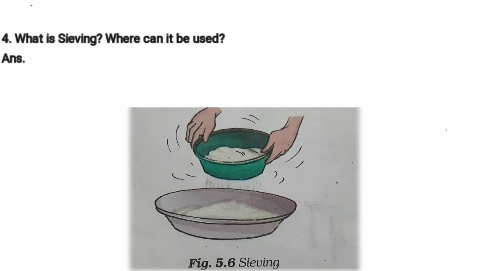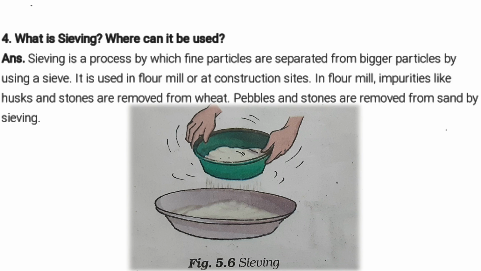Fourth question is, what is sieving? Where can it be used? The answer is, sieving is a process by which fine particles are separated from bigger particles by using a sieve. It can be used in flour mills or a construction site. In flour mills, impurities like husk and stones are removed from the wheat. Pebbles and stones are removed from the sand by sieving.